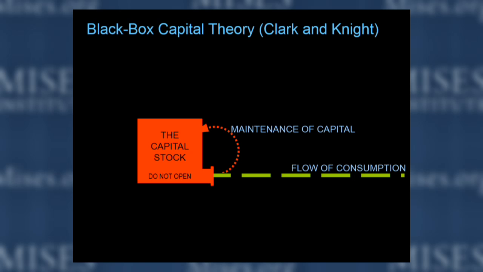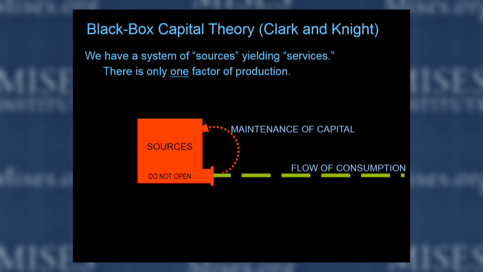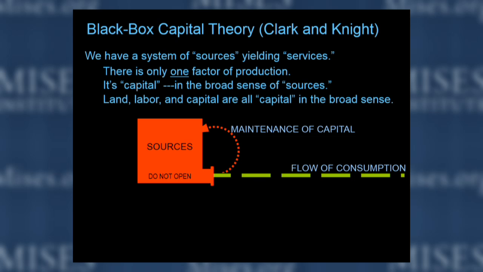Okay, now let's see where we go. We have a system of capital yielding a consumable output. And yet this wasn't quite right with Knight, to call it consumable output. He says, well, we have a system of sources yielding services, all right? I mean, services aren't anything concrete. Services don't last any time, okay? They're just services. And that's his view of capital. And because of that, he says there's only one factor of production. And that factor of production is capital, in the broad sense of sources. You'll go crazy trying to read Frank Knight's stuff, okay? So land, labor, and capital are all capital in the broad sense. That's the idea.